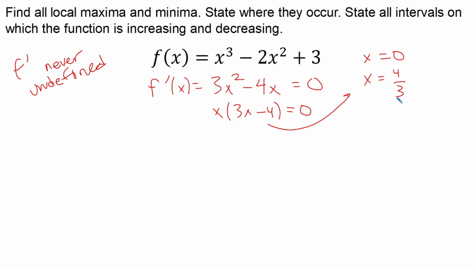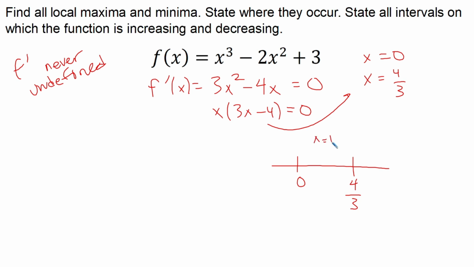So in order to determine if those are maxima or minima, we always want to build a sign chart here, putting the two critical values on it. And then we'll test values that are on each of these intervals to see if our derivative is positive or if our derivative is negative on each interval, because that will tell us if the function is increasing or decreasing. So first we'll pick something between 0 and 4/3. So I'm going to try something like x equals 1.